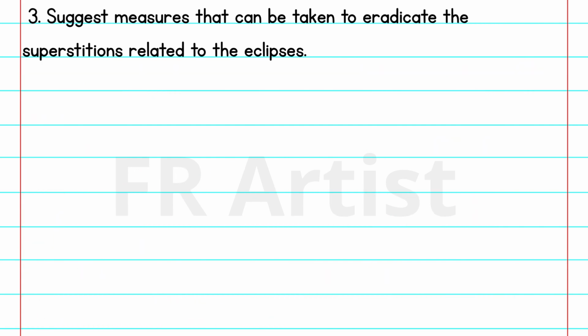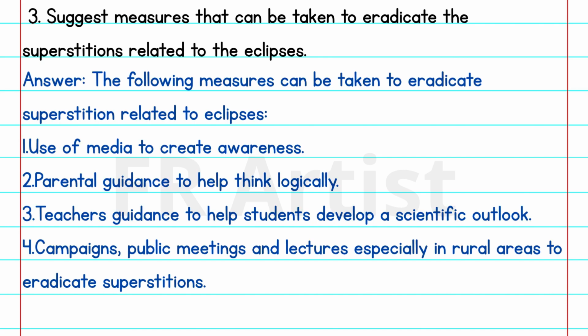Third, suggest measures that can be taken to eradicate the superstitions related to the eclipses. Answer: the following measures can be taken to eradicate superstition related to eclipses. First, use of media to create awareness. Second, parental guidance to help think logically. Third, teachers' guidance to help students develop a scientific outlook. Fourth, campaigns, public meetings, and lectures, especially in rural areas, to eradicate superstitions.